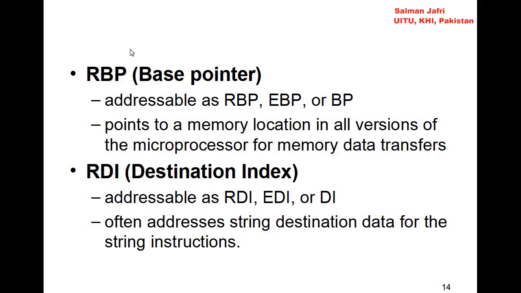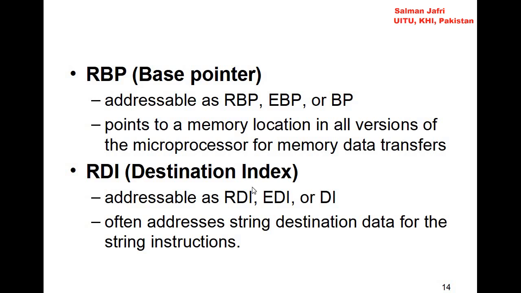Now let's talk about the other registers. RBP, which is the base pointer register, and again it's addressable as 64 bits, 32 bits, or 16 bits. Right, so what is the function of the base pointer? It points to a memory location in all versions of the processor for memory data transfers. So when we are talking about the memory data transfer, it is used to refer to an offset of a memory location. We'll look at that later on.